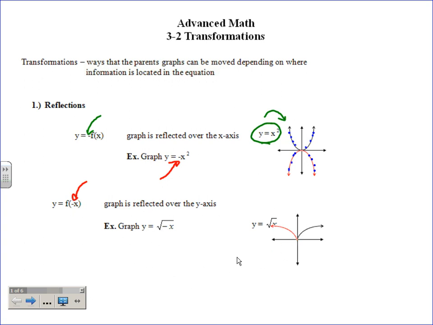I will tell you, this one down here doesn't happen a whole lot. I stick more with the ones where the negative is out front. Those are the ones that are more important in the long run anyways. But they can both happen. So again, out front is reflected over the x-axis, and this one is reflected over the y-axis. So any questions about the reflections?